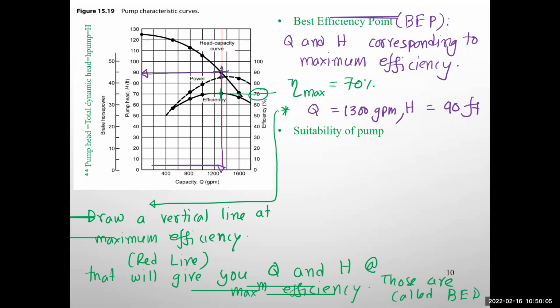Okay. So the suitability of a pump just tells you how close your pump operating point is to that best efficiency point. That is the suitability. We will start from this point, and make sure you bring this class lecture on Monday, Friday.